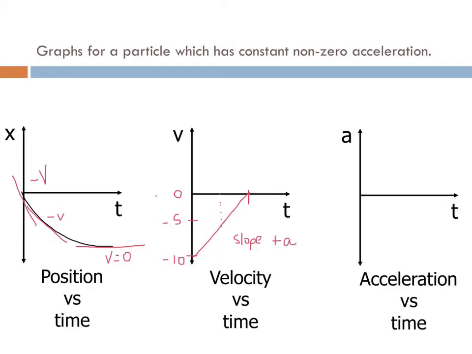Now this makes sense because if I have a negative velocity and a positive acceleration, it means I'm slowing down, and that's consistent with what I see in my other graphs. So on an acceleration time graph, this would look like a positive constant acceleration. So we are looking at only constant situations here.